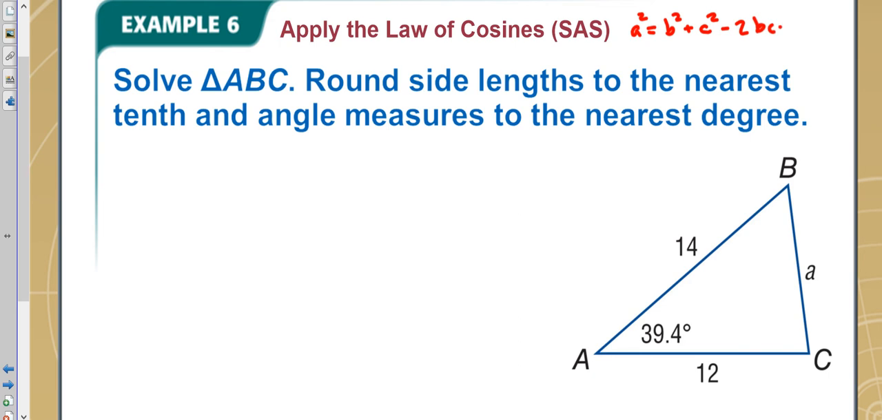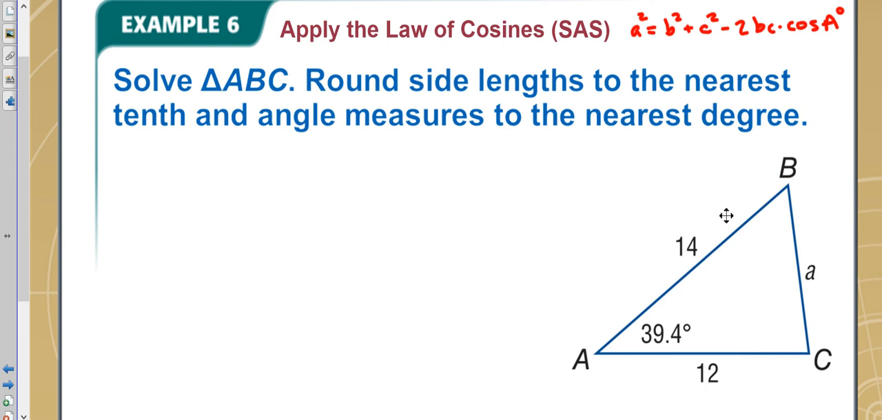This is BC times cosine of A here, and I put the degree symbol because that's what we're going to use in the calculator. So that's how we solve this. By the way, we could use radians, but the answer would come out in radians if we needed that. It says, solve for this triangle. Round each side length to the nearest tenth, and the angle measures to the nearest degree.